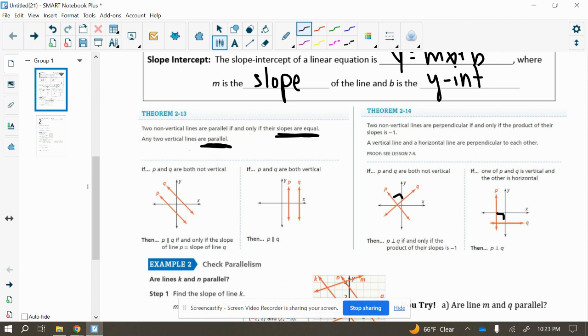Now, the slopes of perpendicular lines, we call those opposite reciprocals. Basically, when you have an opposite reciprocal, you have a fraction whose opposite reciprocal would be the flipped sign and the flipped fraction. Basically, they multiply to equal -1.